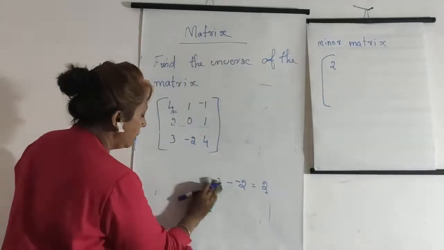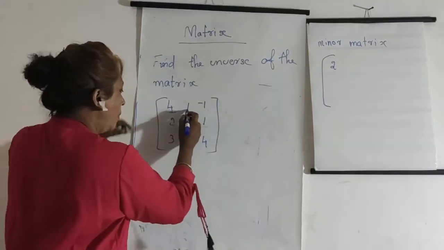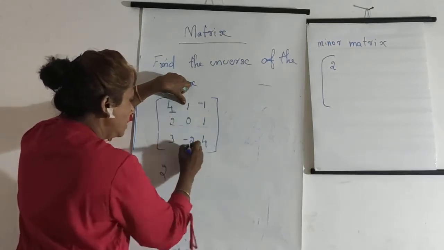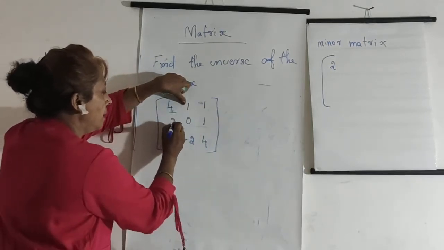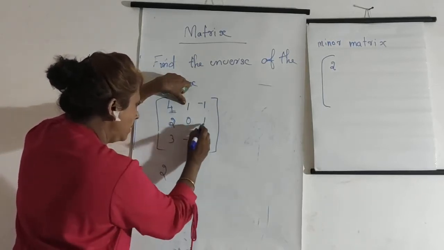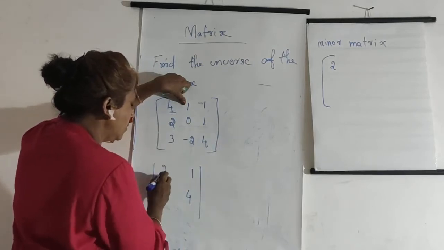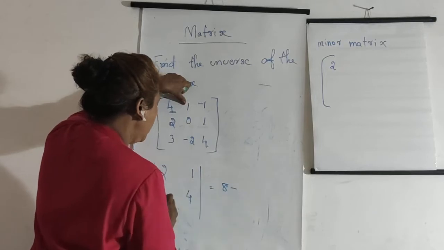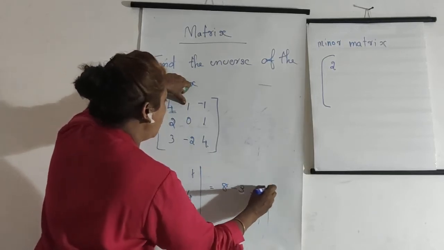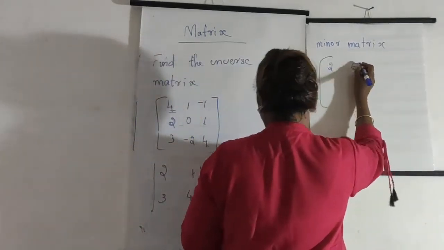And then now similarly we have to find each and every member's minor. For this one, the minor will be: this one and this one are excluded. The remaining is 2, 4 and 3, 4. And then this value is, what is that? 2 times 4, it is 8, minus 3 times 1, it is 3, is equal to 5. So I am going to write 5 here in the place of this 1.